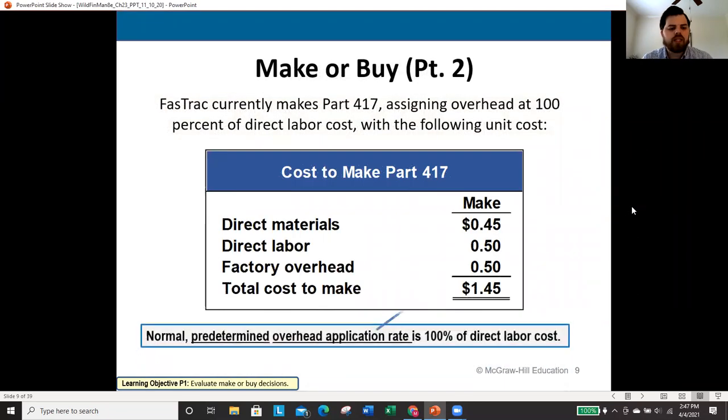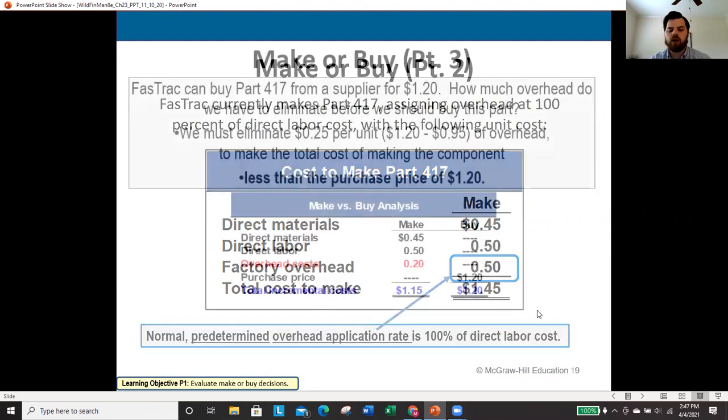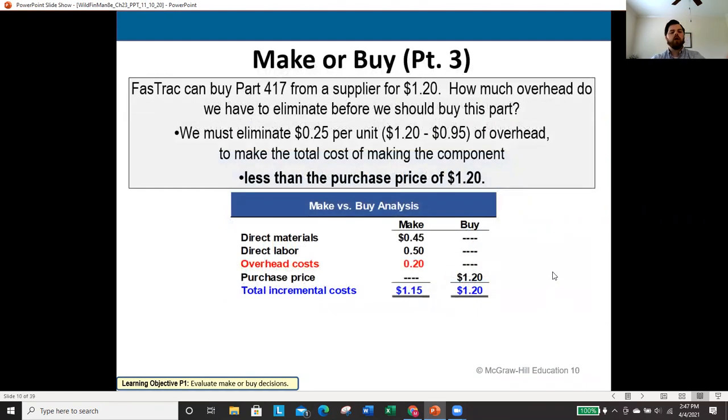So in this case, our company Fast Track currently makes a part, part number 417, and assigns overhead at 100% of direct labor cost with the following unit cost. So materials 45 cents, labor 50 cents. Factory overhead, you'll notice 100% of labor is another 50 cents. So my total cost to make this product is $1.45. We are approached by an outside supplier who tells us that they can make this product for me for $1.20.